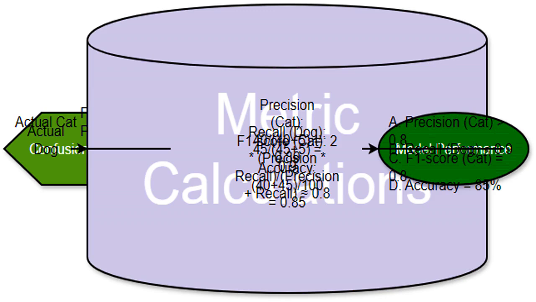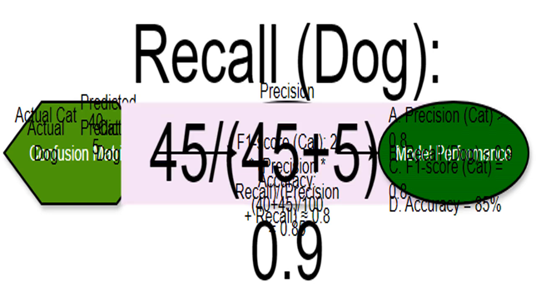I calculate the precision for the cat class. I divide the number of correctly predicted cats, 40 true positives, by the total number of images predicted as cats, 40 true positives plus 5 false positives. This gives me a precision of 0.89. Pretty good, right?